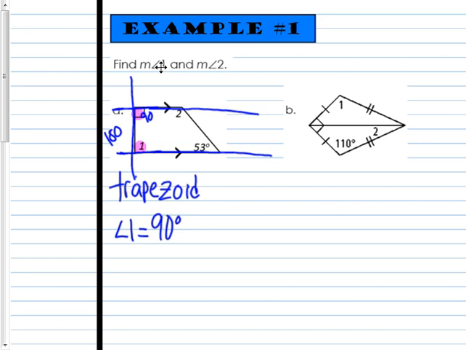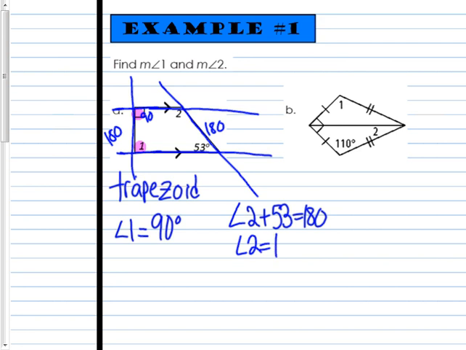Okay? And then again, on this side, we have two parallel lines being intersected by a transversal. And again, angle two and angle 53. I wrote angle three, sorry. Angle two and then 53 degrees have to add up to 180 degrees because again, they are same side interior angles. They're inside the two parallel lines and they're on the same side of the transversal. So angle two is 127 degrees because 180 minus 53 is 127 degrees.